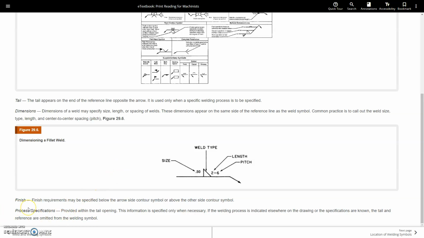Then you've got finish. Finish requirements may be specified below the arrow side contour symbol or above the other side contour symbol. And then process specifications are provided within a tail opening. This information is specified only when necessary. If the welding process is indicated elsewhere on the drawing or specifications are known, the tail and reference are omitted from the welding symbol.